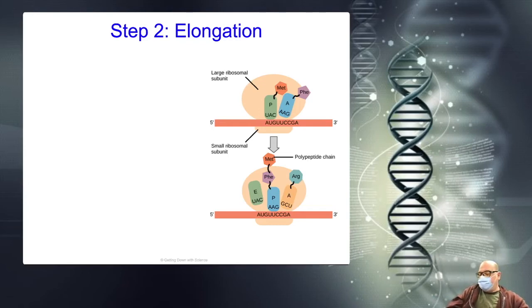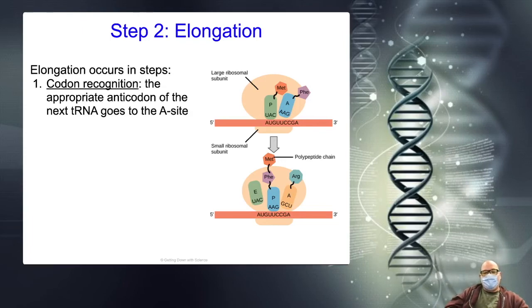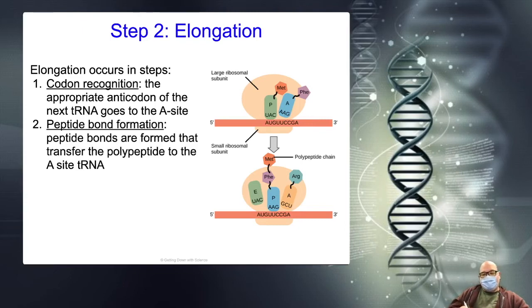All right, so elongation happens in multiple steps. First, we have to recognize the appropriate codon. The tRNA is going to bond with its anticodon. That's going to enter the A site. I think you were just asking me about this. Next, a peptide bond forms.